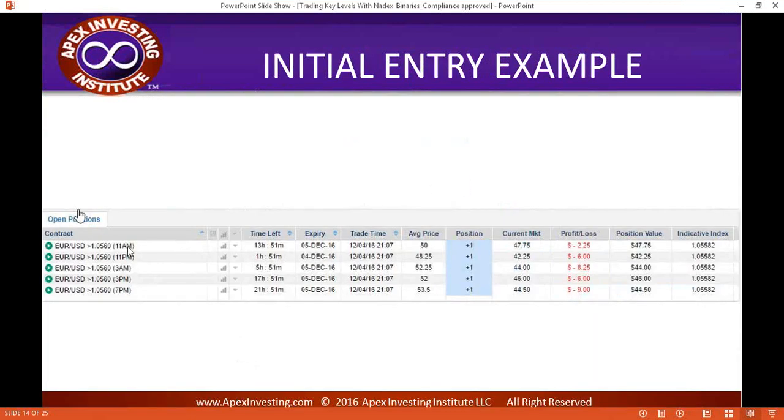And then notice I went in demo and I bought, during this example, the same strikes. See this strike, 0560? Okay, I've got 11 a.m., 11 p.m., 3 a.m., 3 p.m., 7 p.m. I bought all the same strikes, but at different expirations. And you see here, we got 21 hours, 5 hours, all kind of different times left to expiration. So I immediately bought them. They're all showing down in value right away because of the bid-ask spread.